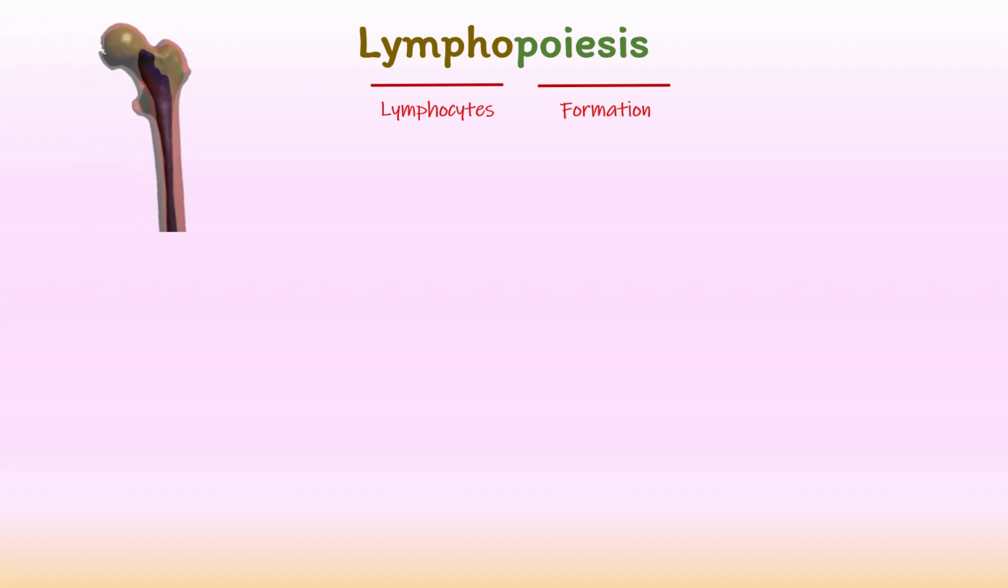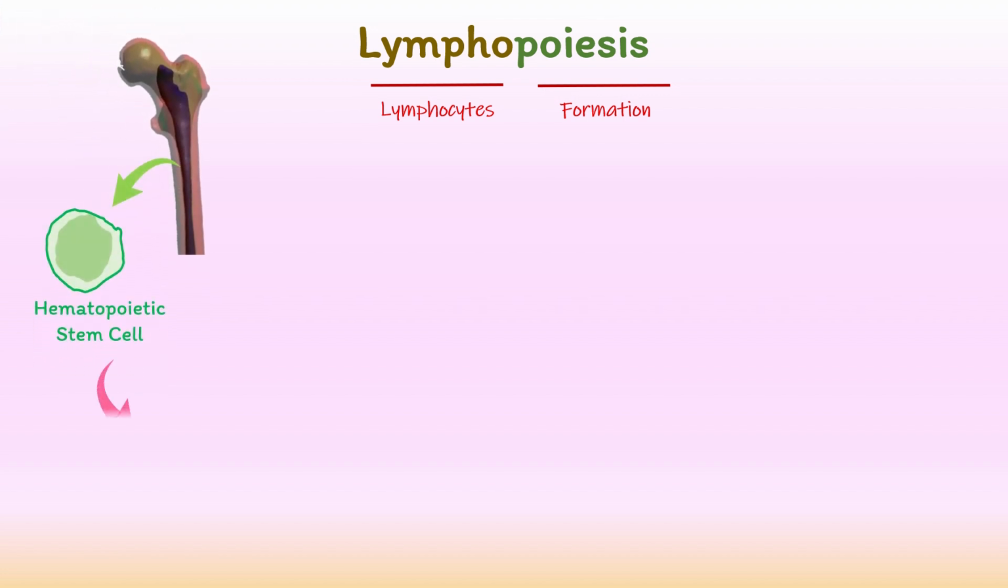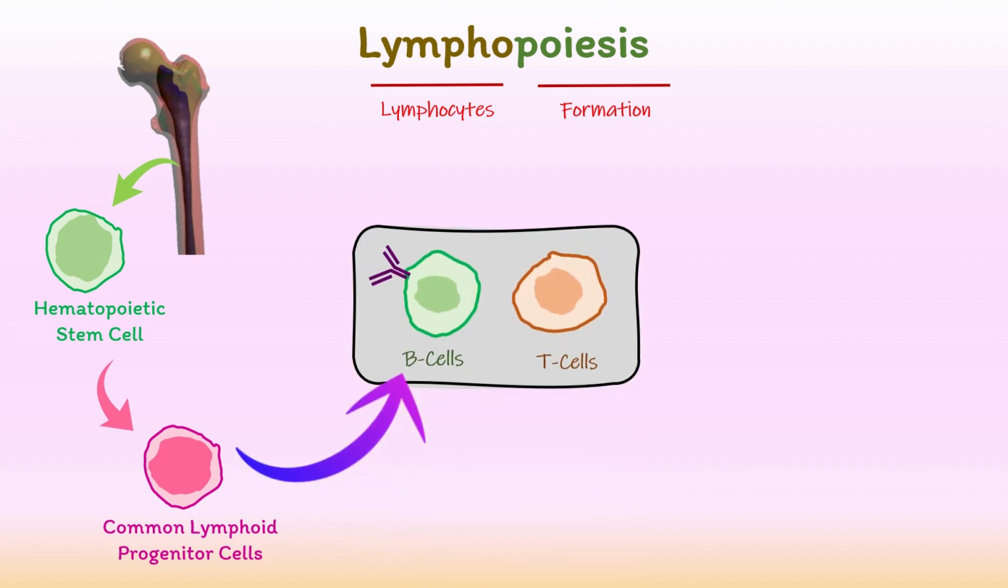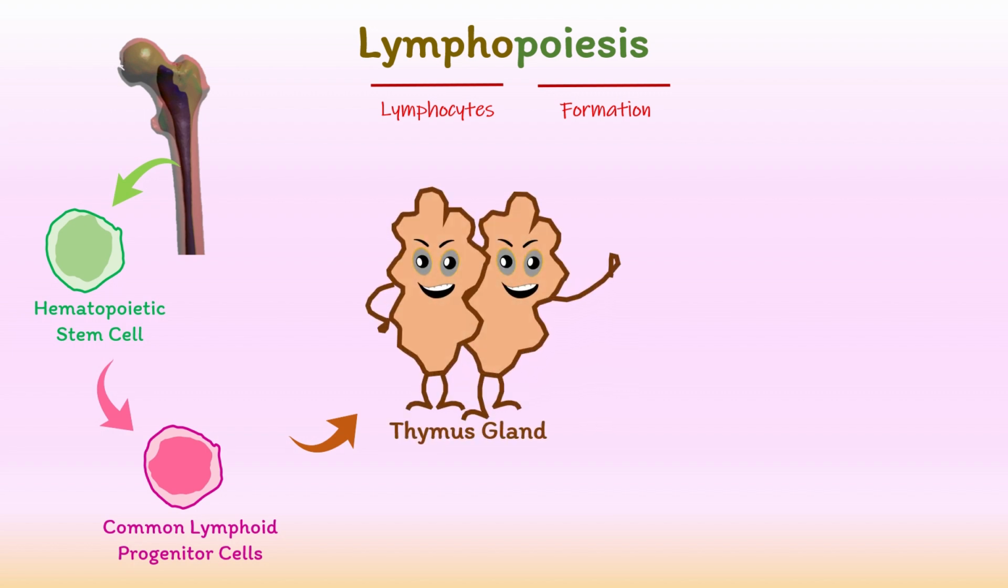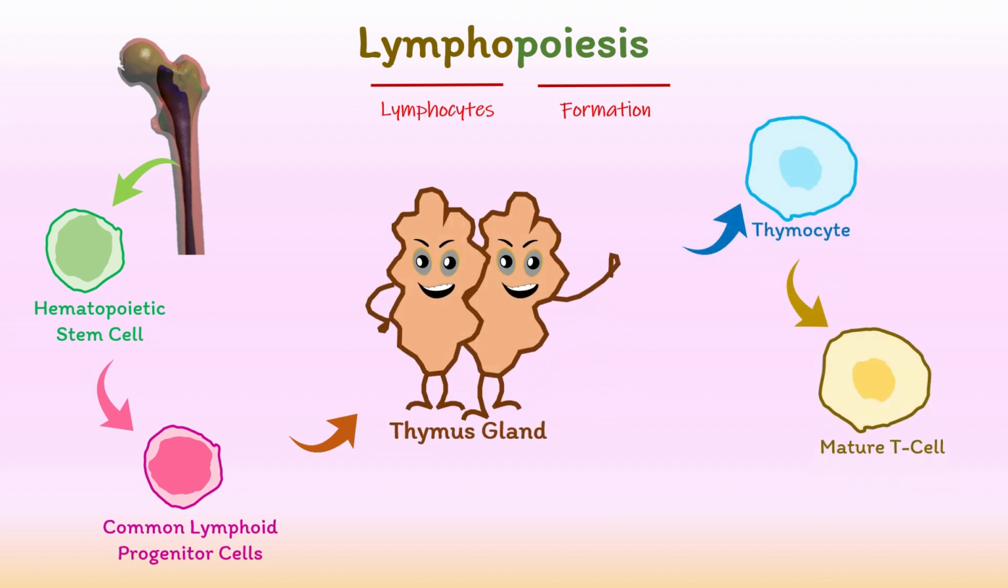In bone marrow, the hematopoietic stem cells mature into common lymphoid progenitor cell. It can become B cell or T cell. But in this video, we will only talk about the T cells. So, to become a T cell, it moves to thymus and converts to thymocyte, and then matures to T cell.